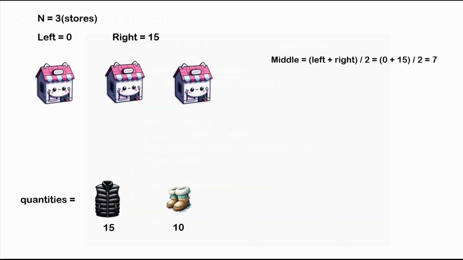Let's see this in action with an example. Input n equals 3, representing stores. Quantities are 15 and 10, representing product type quantities. Initial bounds are left equals 0 and right equals 15. Calculate the midpoint, middle equals 7. Let's check if x equals 7 works for distributing the quantity of each product type to the stores.